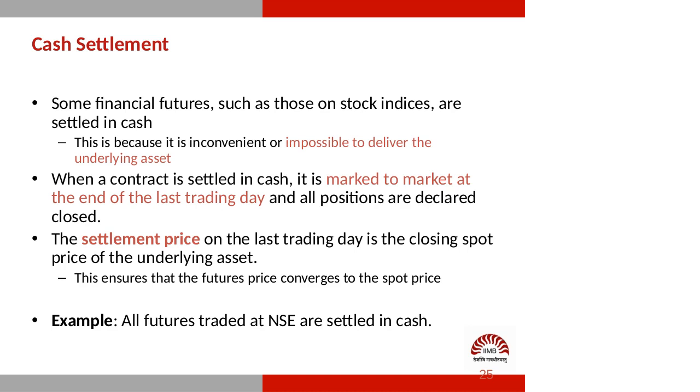As I said, financial futures on notional assets like financial prices and stock indices are settled in cash because you can't deliver the underlying asset. When the contract is settled in cash and it is marked to market at the end of the last trading day, all positions are closed and the settlement price on the last day is the closing spot price of that underlying asset. Some exchanges ensure all contracts are settled in cash, but that's not mandated.